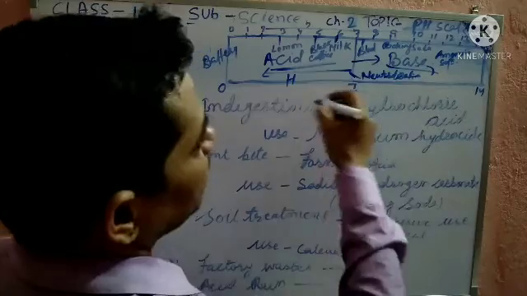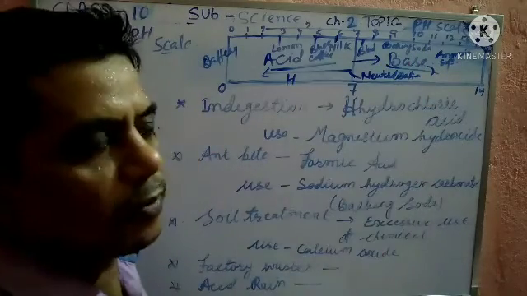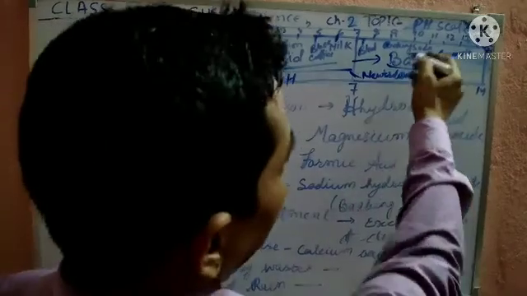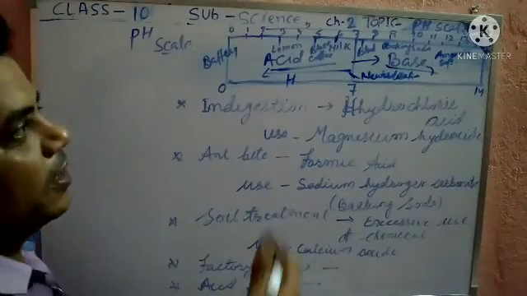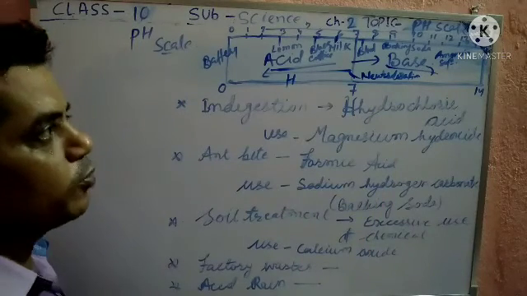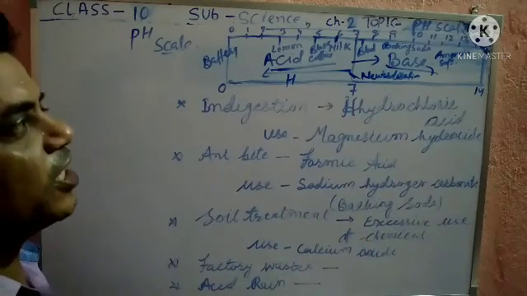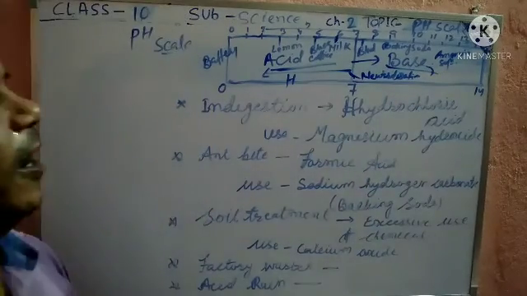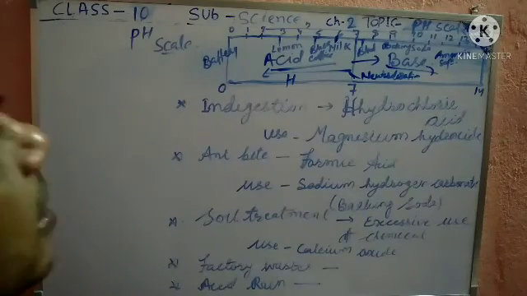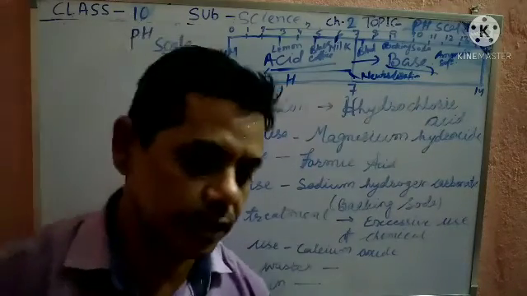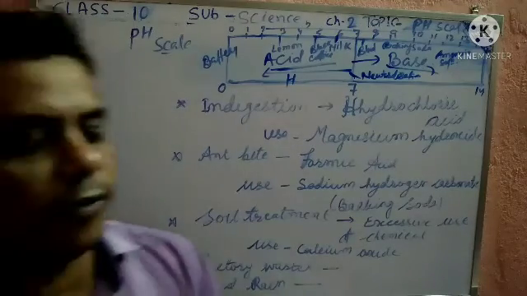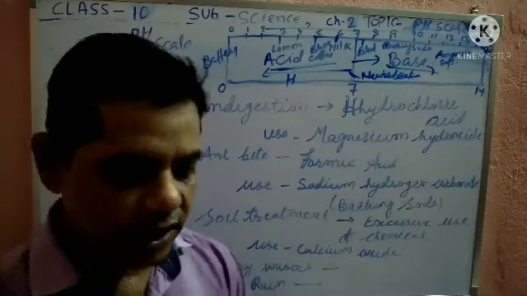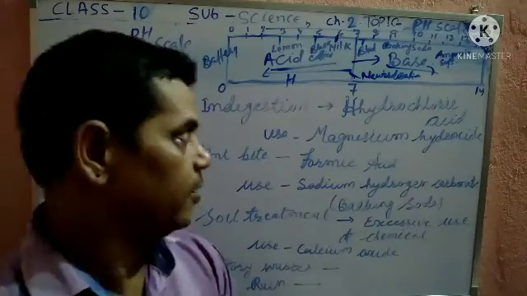When the value is more than 7, like our blood at 7.5 or 7.6, that is the basic nature. Baking soda is at about 8, and ammonia solution is at about 10. Blood, baking soda and ammonia solution are all basic in nature. But at 7, that is neutral on the pH scale. The pH scale indicator finds the power of hydrogen.